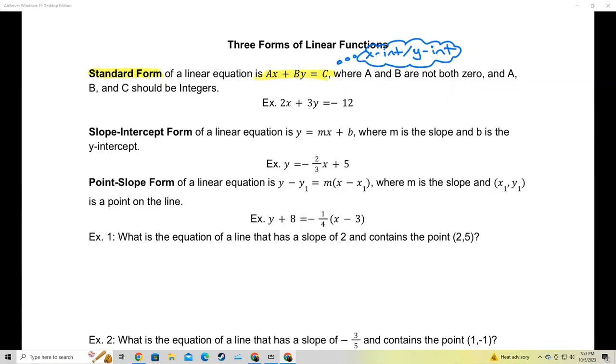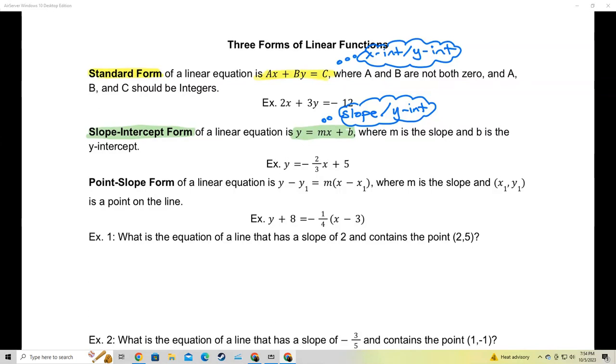Method number 2, and probably the one that gets used the most, is slope-intercept form. They call it slope-intercept form because it's going to be in y equals mx plus b. And this one, right away, tells you the slope and it tells you the y-intercept right away. That makes it really easy to graph because you just put a dot on the y-intercept and then you use your slope, your rise over run, to do the rest of it. That's what we did in the previous notes, okay?